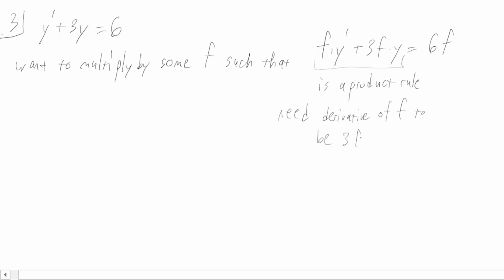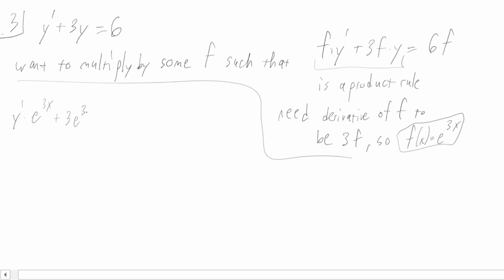Okay, so again, pause and think about why that should be true. And which function has 3 times itself as its own derivative? Well, f of x equals e to the 3x will work. So if we multiply both sides by e to the 3x, we'll see immediately that the left side is the derivative of y times e to the 3x.